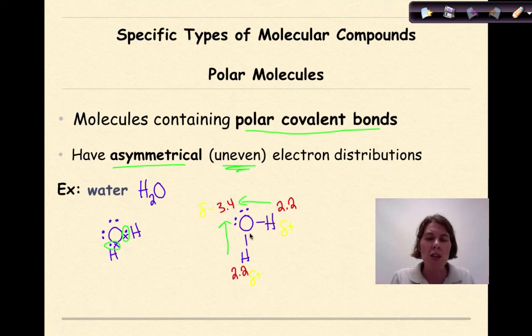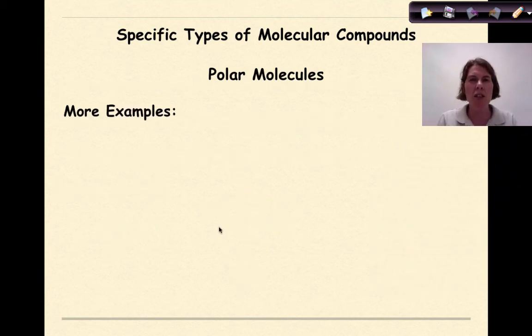So again, looking at this water molecule here, the bonds are polar because of the differences in electronegativity, and the molecule as a whole is polar because I have one end that is going to be more negative and other ends that are going to be more positive, and that's where we see these slightly symbols here. Let's look at some more examples of polar molecules.